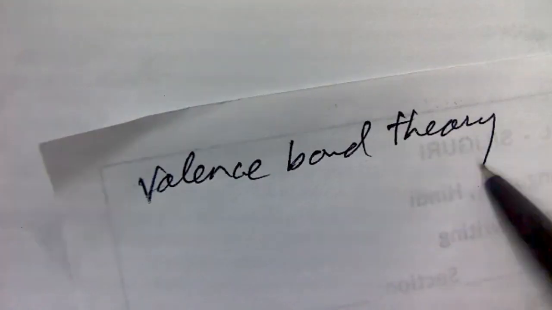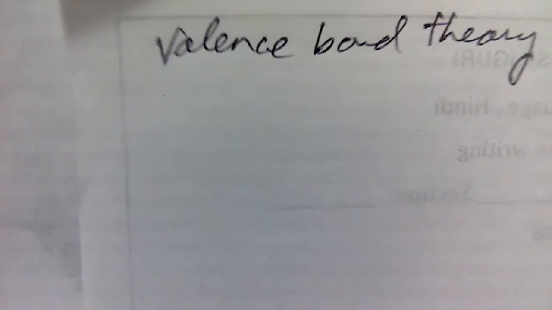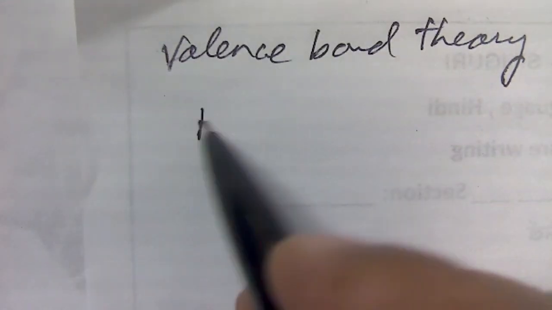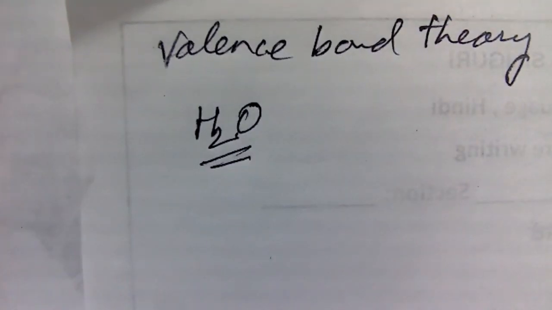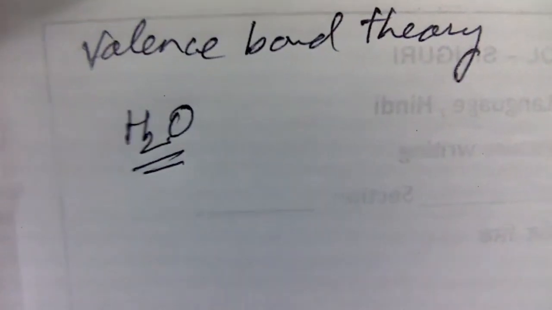Okay, last day what we did was valence bond theory, isn't it? And in valence bond theory, what you did was overlapping of orbitals. So I'll give you some more examples here. If I say water molecule, it contains hydrogen and oxygen. So your main atom is oxygen.